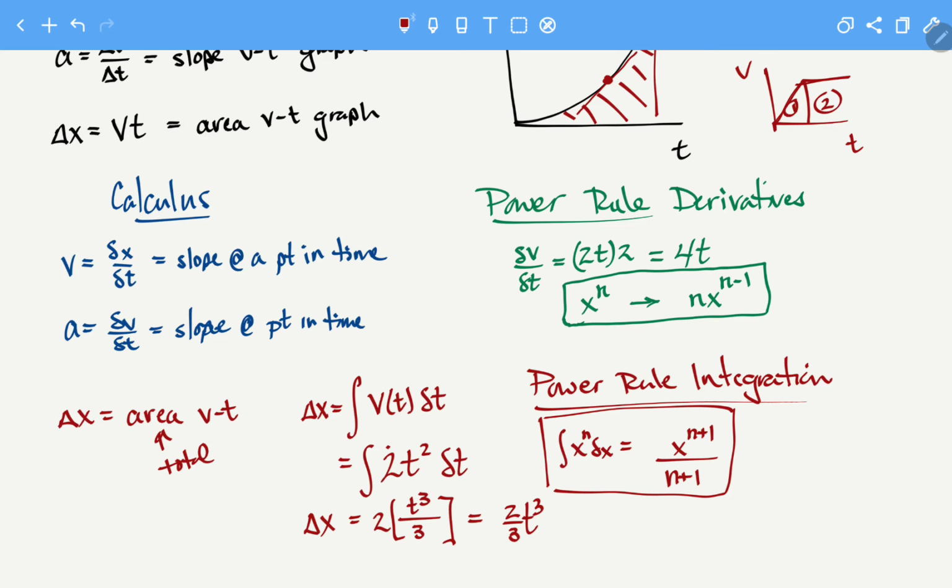Okay, so this is just all the background. This is the filler. Let's actually do an example. So how do we actually use this in physics?